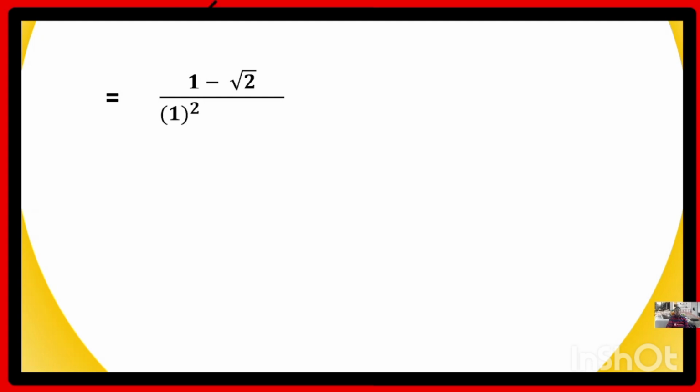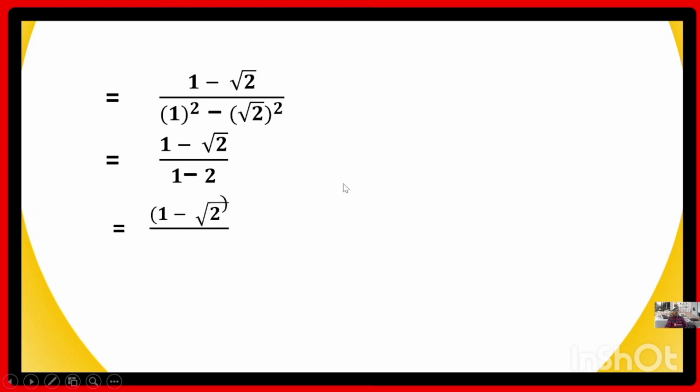Look here, 1 minus root 2 divided by, once again, 1 square minus root 2 square, as per the formula (a plus b)(a minus b), which is 1 minus root 2 divided by 1 square minus root 2 square, and root 2 square is 2. So it will be 1 minus root 2 divided by 1 minus 2, which is minus 1. So (1 minus root 2) divided by minus 1 can be written as minus of (1 minus root 2), because the denominator is minus 1 and the denominator cannot be negative.